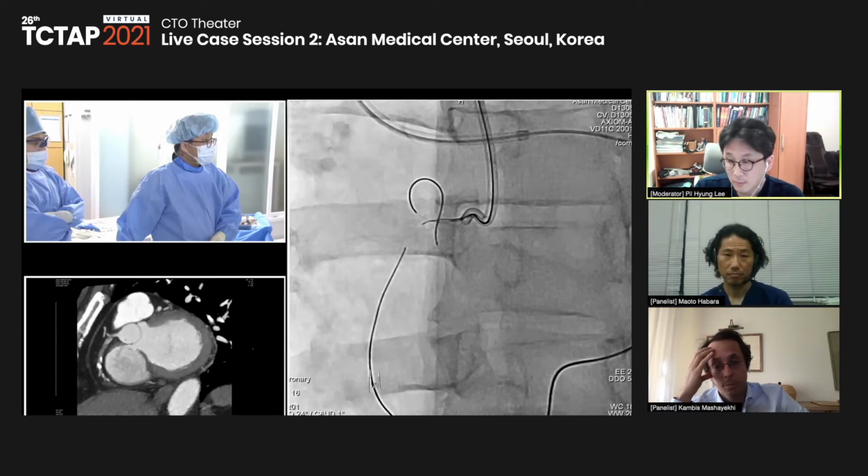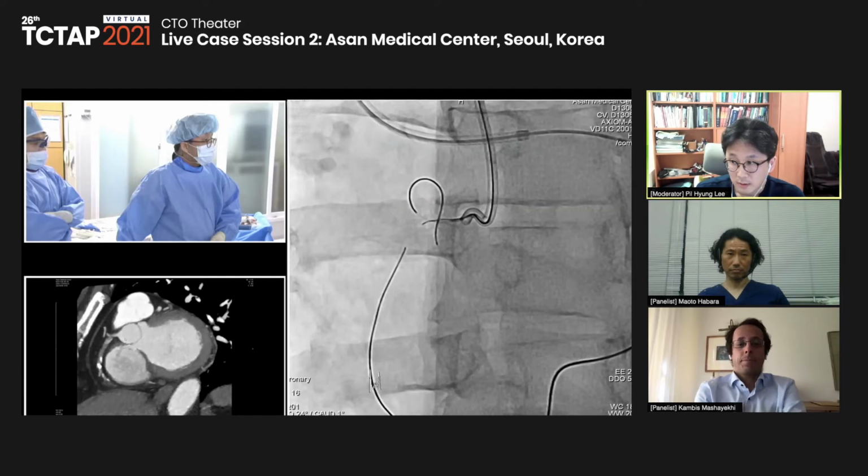So I had to overcome some situations. First, I widened the strut using a small balloon, and then I changed the microcatheter to the Corsair. But I could not overcome the obstacle of using the epicardial channel. That means that the epicardial channel does not give you lots of backup for microcatheter advancement.